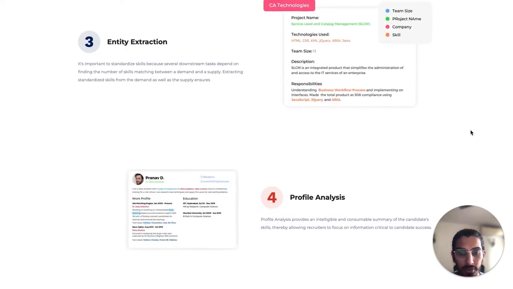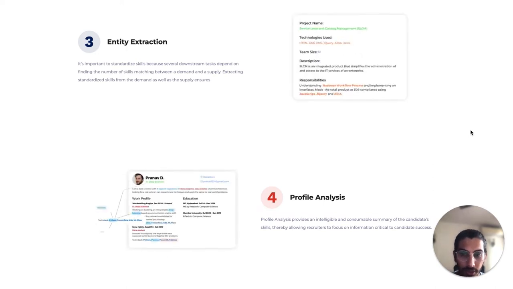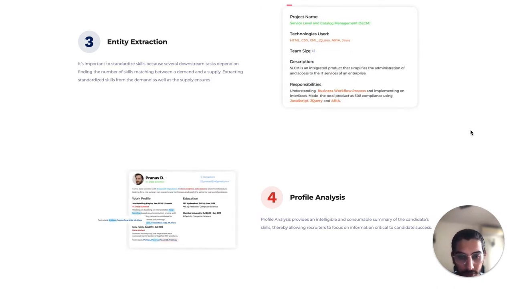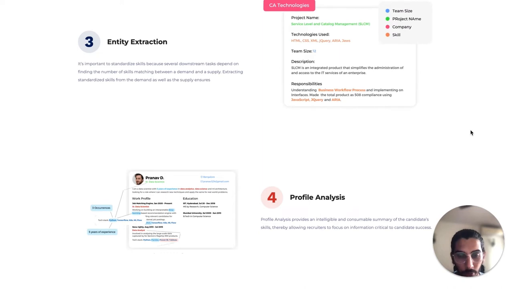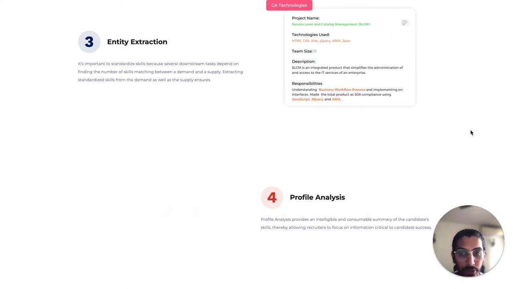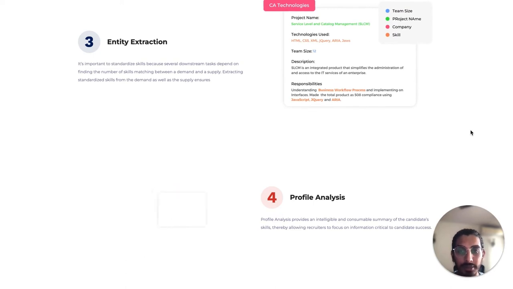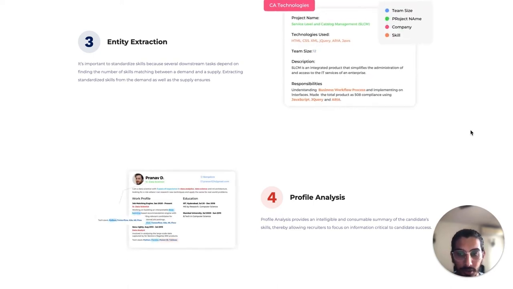And it looks at the context of how that skill is connected to those titles or similar titles. What is the amount of time you have spent? What kind of domain are you working in as part of the project? What kind of responsibility or task are you doing with those skills? And in what other projects have you utilized the same skill sets? And how is that skill connected to other skills?